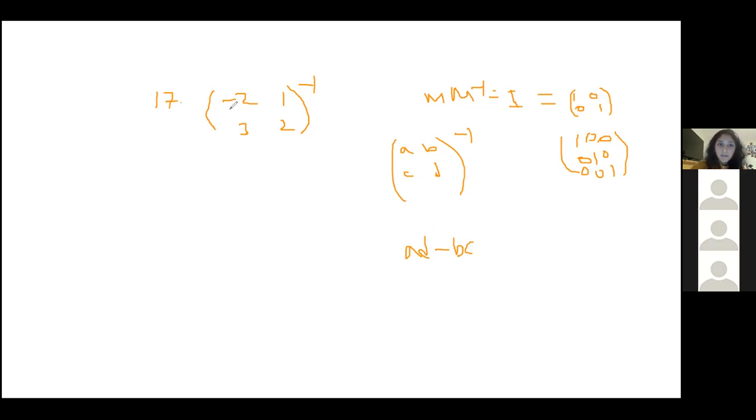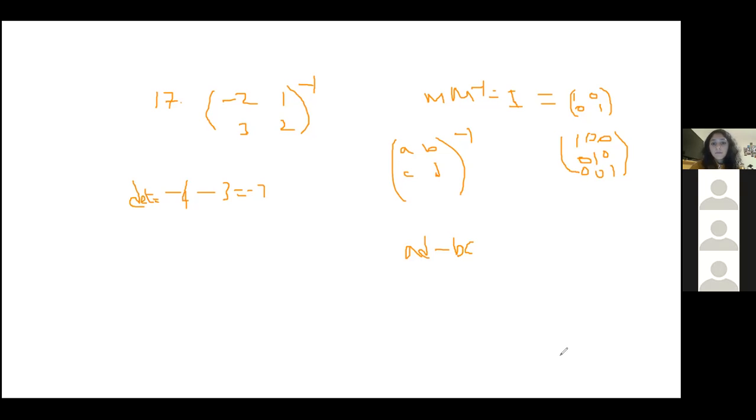So the determinant of this matrix would be 2 times -2, which is -4, and then subtract 3 times 1, which is just 3. And that would be -7. So yeah, good answers in the chat as well. Very good. So that is the determinant of this matrix.